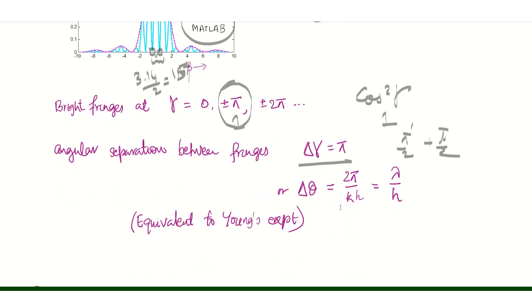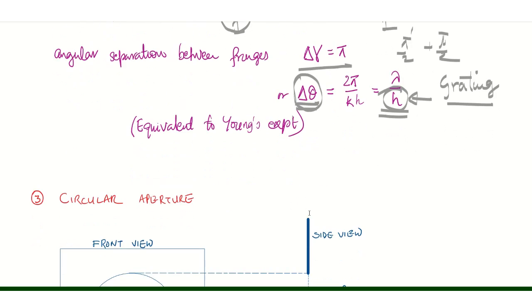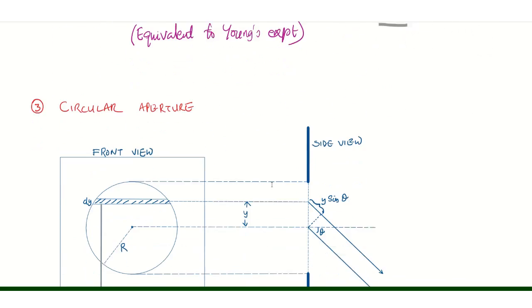And that's the angular separation, that is lambda by h. By varying the slit width, we can actually tailor the angular separation between dark and bright fringes. Or we'll see in the case of gratings how the grating spacing can be used to alter delta theta. And this is very much similar to Young's experiment.